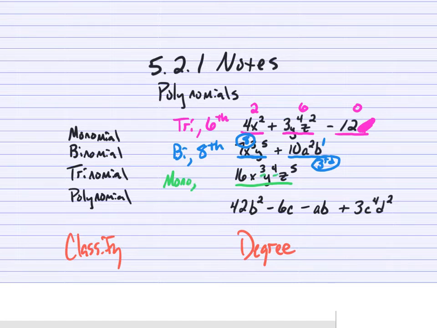3 plus 4 plus 5 is going to be 12. So there's only one term, so 12 is the largest term. So this monomial is to the 12th degree.